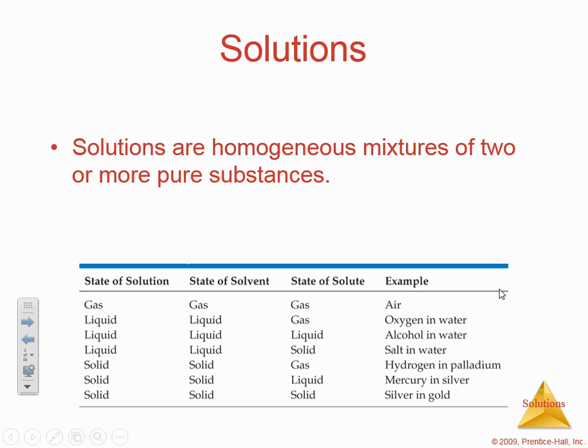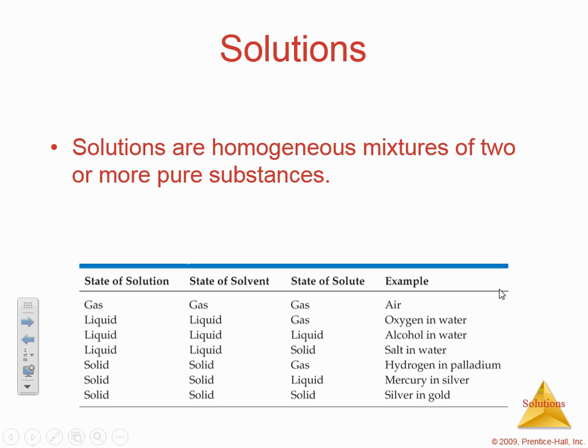So if we start with that review, solutions are homogeneous mixtures of two or more pure substances. So remember, homogeneous is really a solution that exists in one phase. So below there's a few examples of great solutions. So a gas dissolved in a gas, a liquid dissolved in a gas, a solid dissolved in a gas. All sorts of examples, so that you can look at down below.